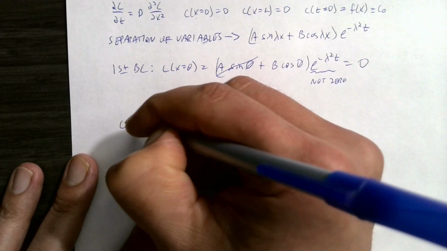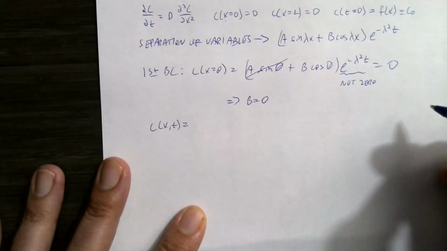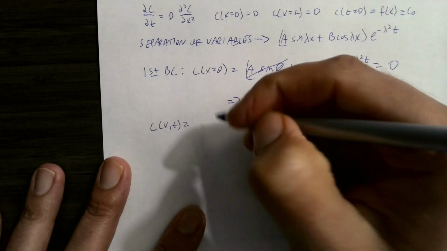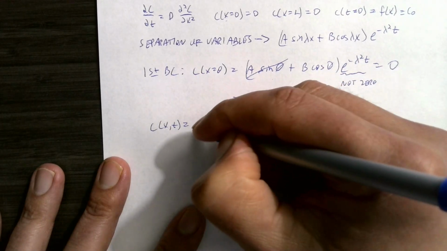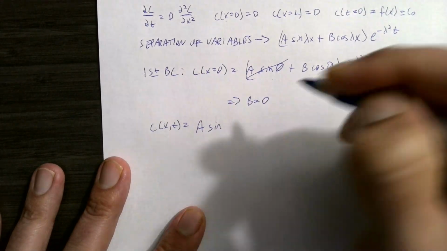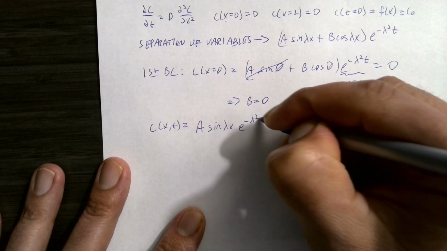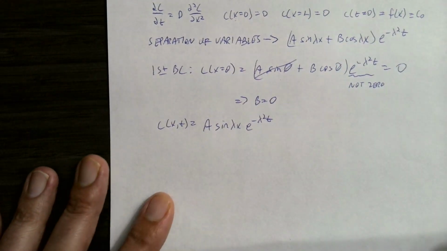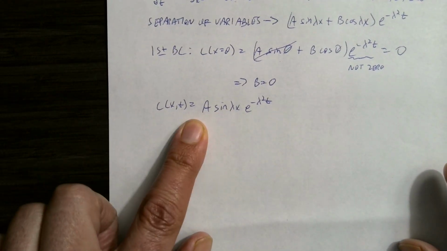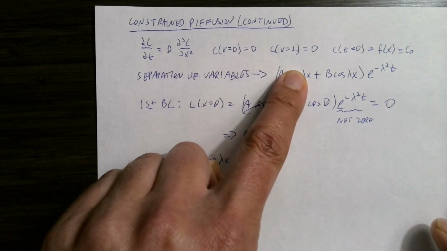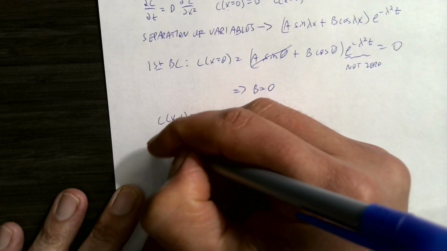We'll go ahead and rewrite this again. So c of x,t now we can say is equal to just a times sine of lambda x times e to the minus lambda squared t. Okay, our function now must look like this. And so we have this equation done, and we've got this boundary condition. And next, we're going to try the second boundary condition.